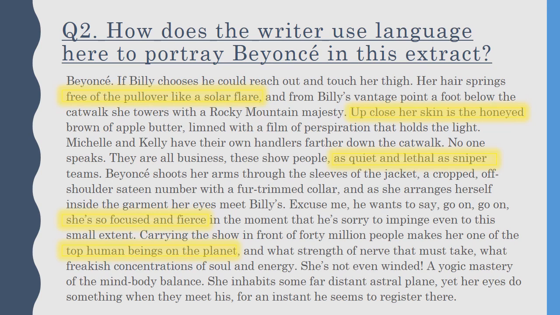"She's so focused and fierce." So we've got the alliteration, which also highlights that word fierce that we know Beyonce uses to describe herself. "Top human beings on the planet." And of course we've got some hyperbole here, depending on your opinion. But we've got hyperbole to show how the narrator feels about Beyonce.